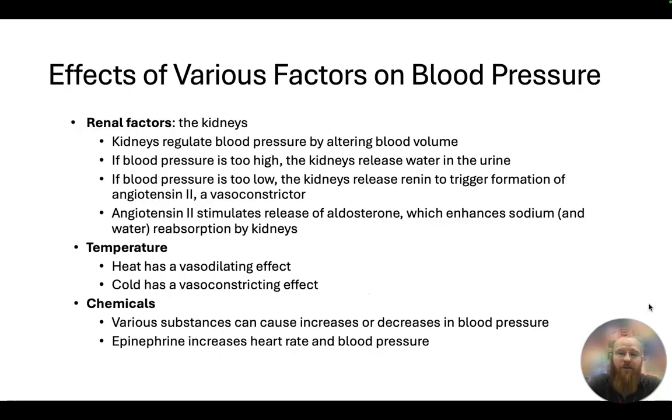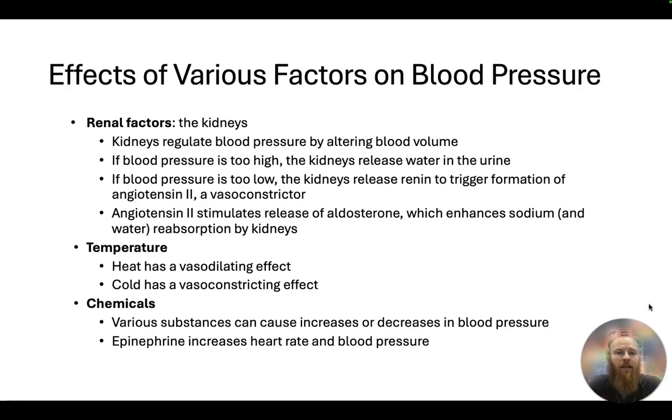There are some renal factors, renal referring to the kidneys. So kidneys can actually help us regulate blood pressure by altering overall blood volume in terms of how much water is circulating through the bloodstream. If your blood pressure is reading too high, then the kidneys can release water in the urine and decrease the overall amount of fluid in the circulating bloodstream to decrease pressure.